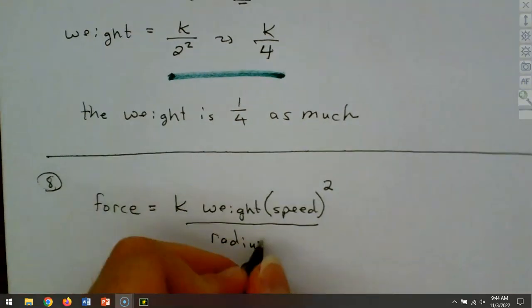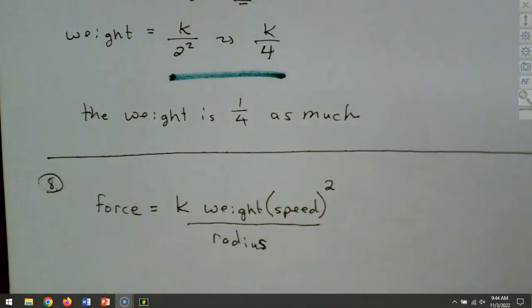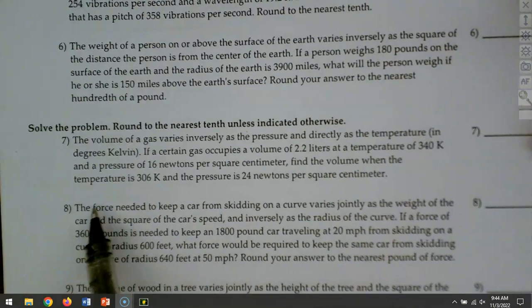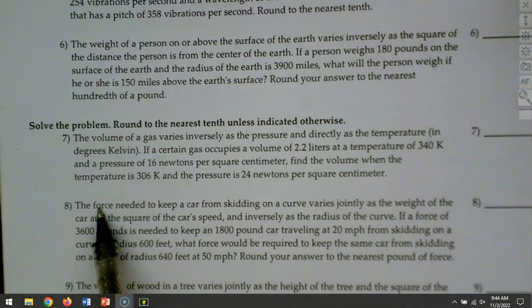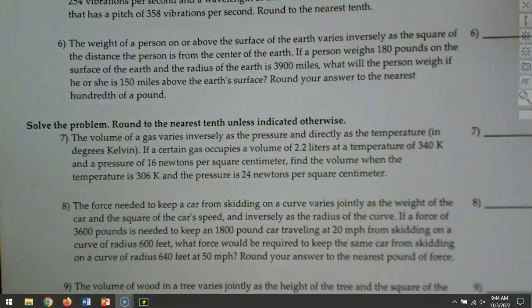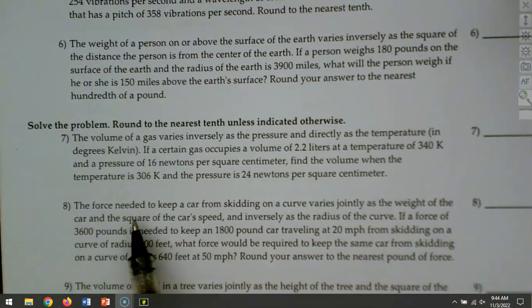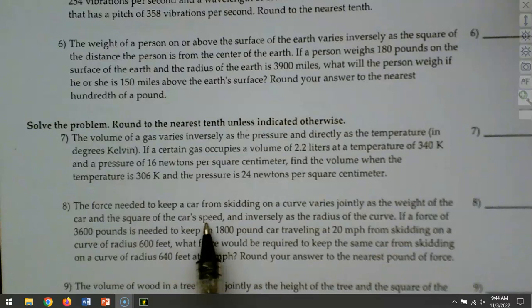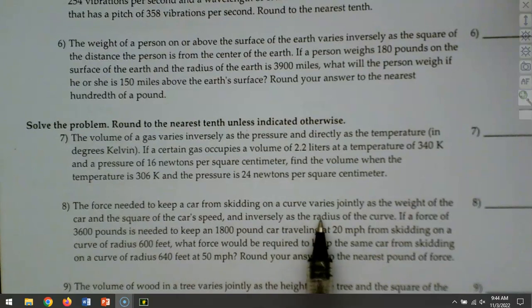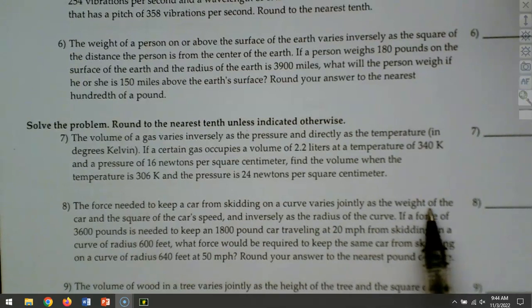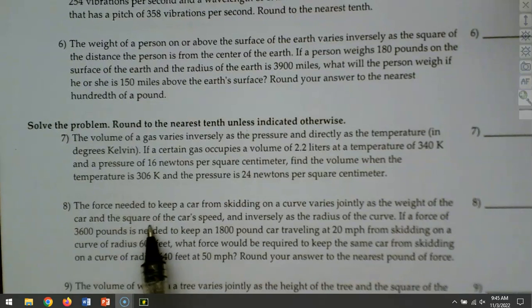So that is what your equation looks like. So again, how did I come up with these pieces? Let's read it and see. So the force needed, that's what we're going to start with. So we're trying to keep a car from skidding off of a road. So the force needed to keep that car from skidding off the road varies jointly as the weight of the car and the square of the car's speed, and inversely as the distance of the curve. So that's going to be down below for the inversely there. Weight is up top along with the square of the car's speed.